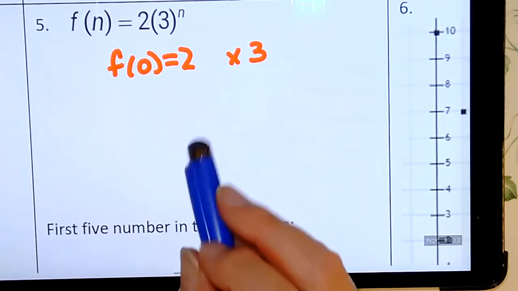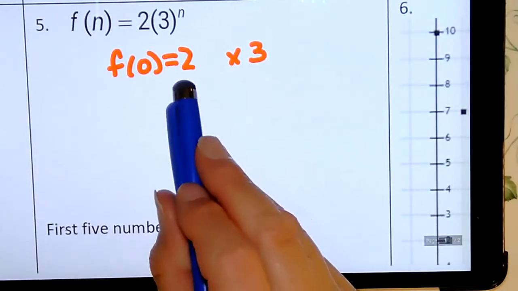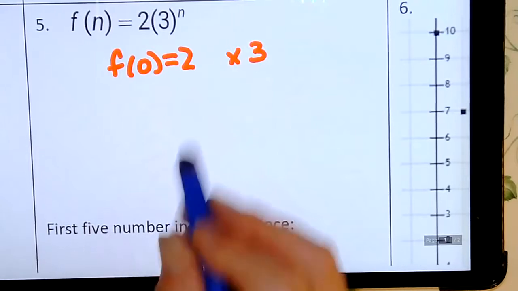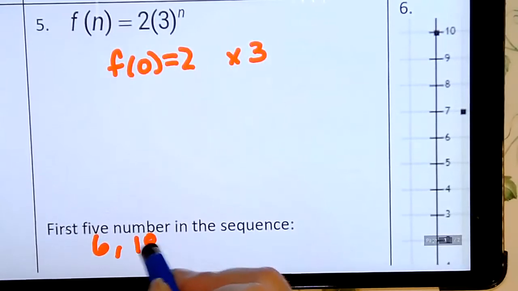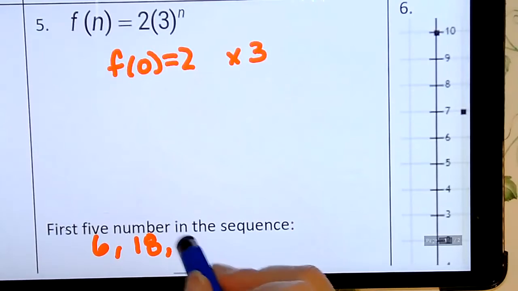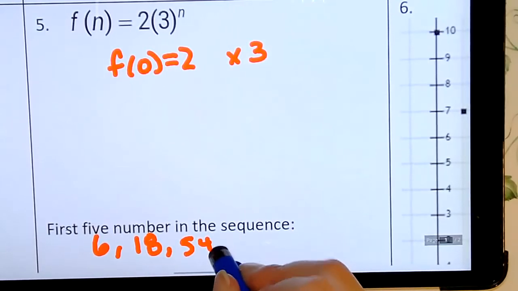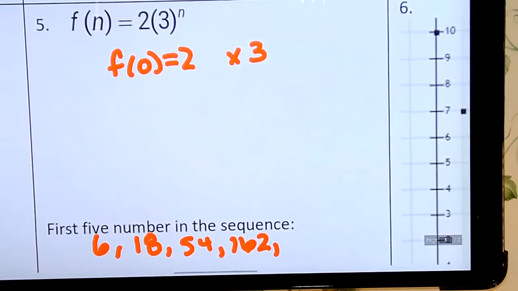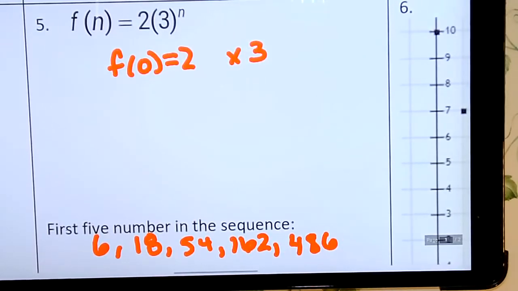Okay. Now, if they want us to list the first 5 terms, again, this is f of 0. My first one is going to be 3 times that, which is 6. Then 3 times that, 18. Then 3 times that, 54. And then 3 times that, 162. And 3 times that, 486. Those would be the first 5 terms of the sequence.